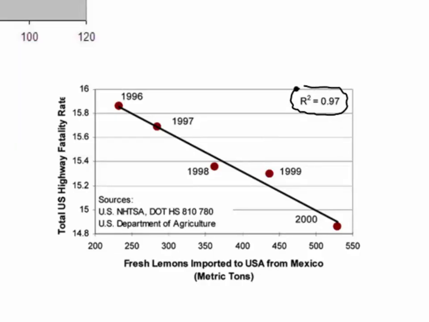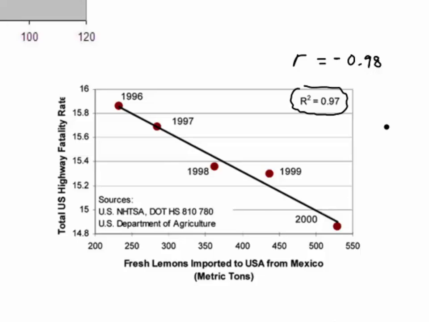Is R positive or negative here? So let's find R. What is the value of R? Find what the value of R is. -0.98, agree? Negative, right? -0.98. Very strong correlation of imports from Mexico of lemons and total highway fatalities in the US. Okay?